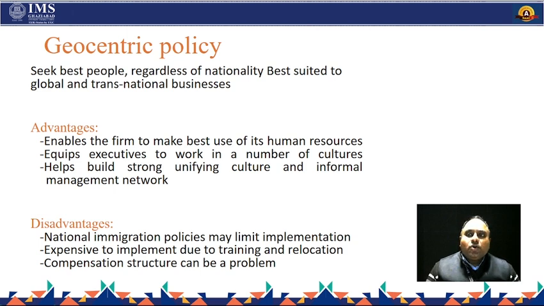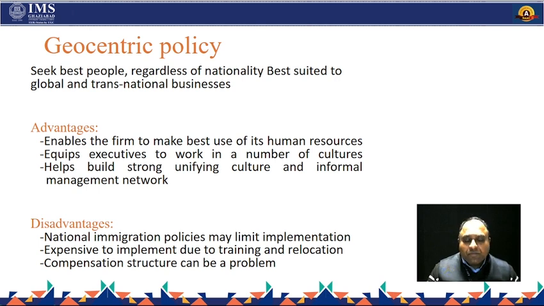The perspective of geocentric is to seek the best people regardless of nationality, best suited to global and transnational businesses. They explore and identify talented people, who must be more effective and work holistically. That kind of perspective and philosophy is called the geocentric policy, where the focus is on talent rather than other aspects.